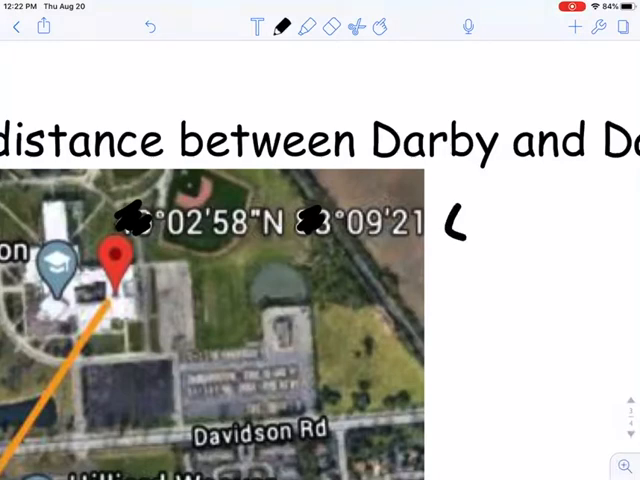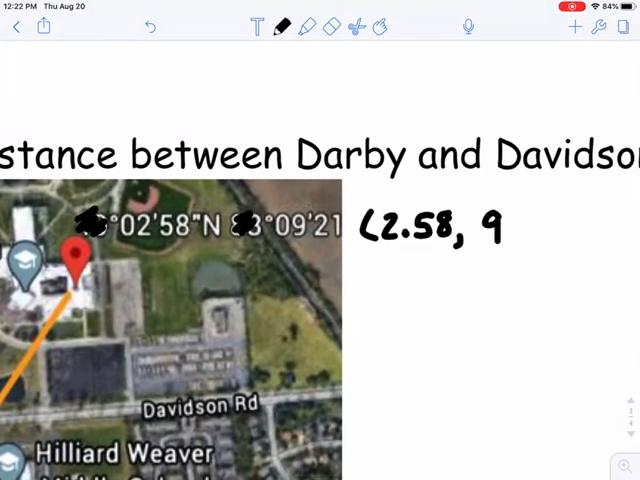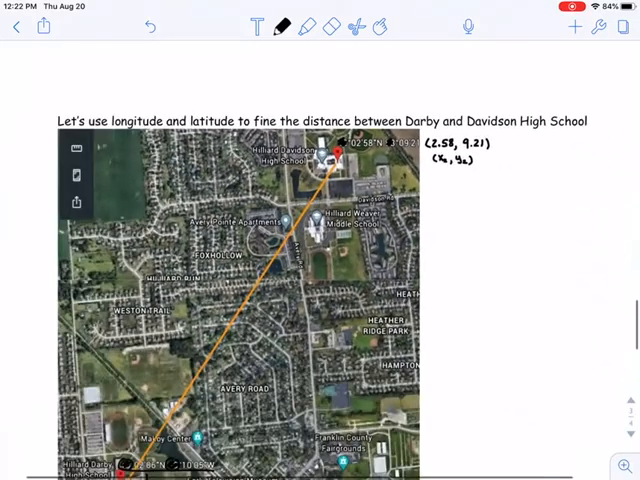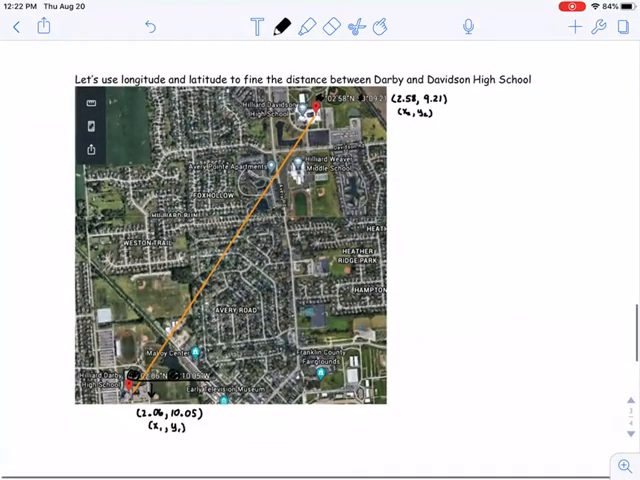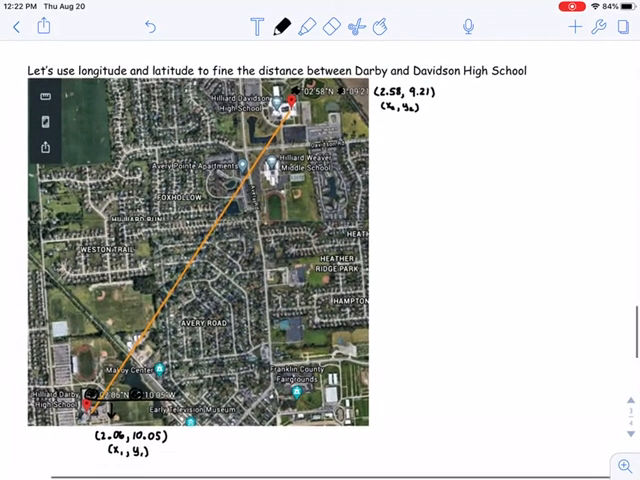We're going to translate the 2 minutes and 58 seconds to 2.58, and then comma 9.21. I'm going to call that x2, y2. All right, so I'm just figuring out what's going on. Translated the coordinates into some kind of manageable numbers. Now I'm going to use the distance formula. All right, so the distance between Darby and Davidson.